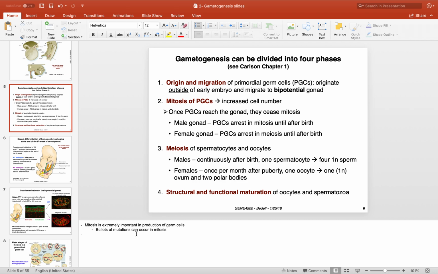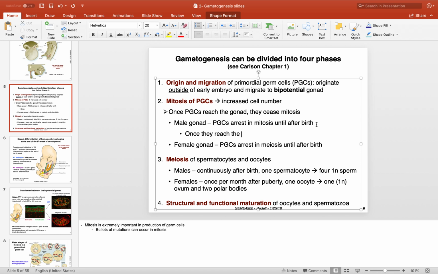And basically they sit there relatively quiescent, in terms of chromosome segregation, until either after birth or at puberty. The other interesting thing, you might know this: in the male gonad, these PGCs, once they reach that genital ridge, arrest in mitosis. In the female, the germ cells arrest in meiosis, and they never again go through mitosis. So the number of germ cells in a newborn female mammal, whether mouse or human, is the maximum number she's ever going to have. The vast majority of them just naturally degenerate.